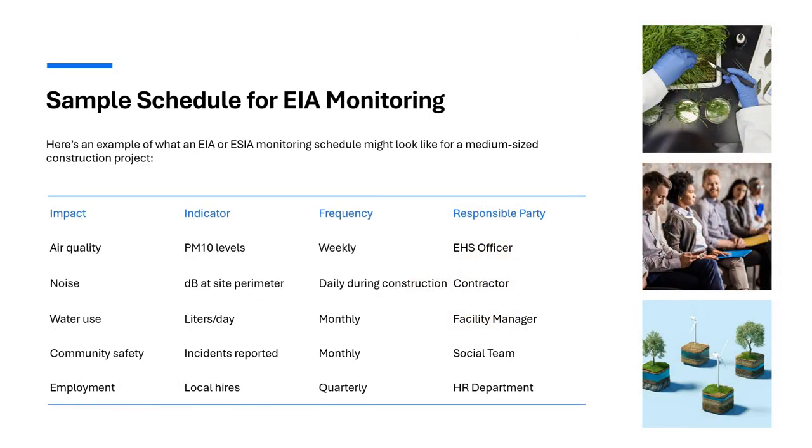Here's an example of how you may lay out your environmental impact monitoring plan. First, what are you measuring? What is the main impact category? Next, what's the indicator, or what exactly are you going to measure? For example, air quality. You might measure the PM10 levels. Or noise. You may measure the decibel level at the site perimeter. For something like community safety, you might measure the number of safety reports.